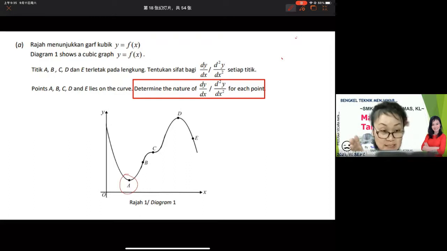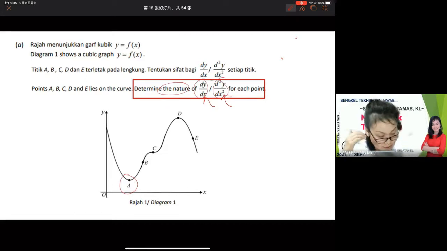Zero gradient. Okay, very good. Minimum point. Very good. Okay, means that you have the idea. But now you need to align it with this. Writing it as a minimum point, or writing it as a zero gradient, is not good enough, because the question says determine the nature of this. They want you to get to this. So what are we going to do?